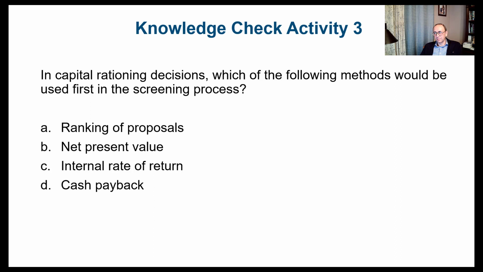Again, the first screening process starts with the simplest methods. And in this case, the cash payback would be the simplest method. And then we go over the net present value and internal rate of return. And then finally, we can go through ranking of proposals. So the correct answer in this case is choice D.